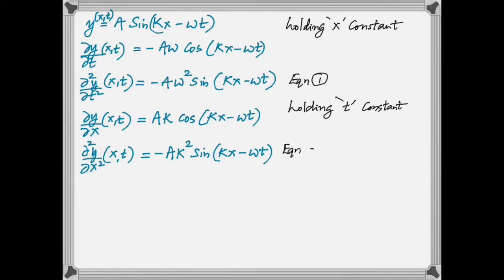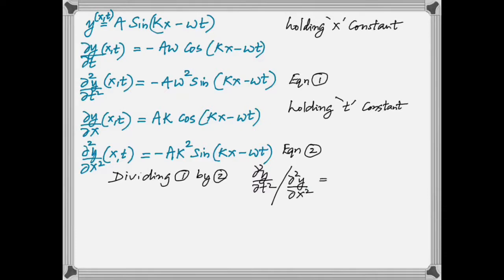Now that's equation 1. This is equation 2. If we divide equation 1 by equation 2, on the left hand side this is what we get. And on the right hand side you get omega squared by k squared, because everything else cancels out: you have the same sin(kx minus omega t), and A cancels out. And omega by k is the velocity, so omega squared by k squared is obviously velocity squared. Which means, just rearranging, d squared y by dt squared is velocity squared times d squared y by dx squared.